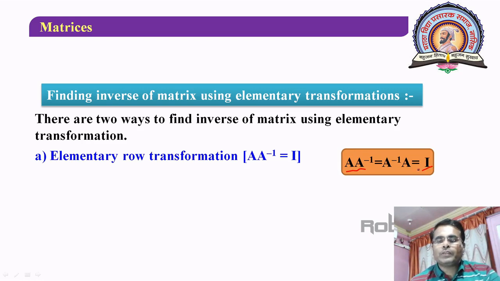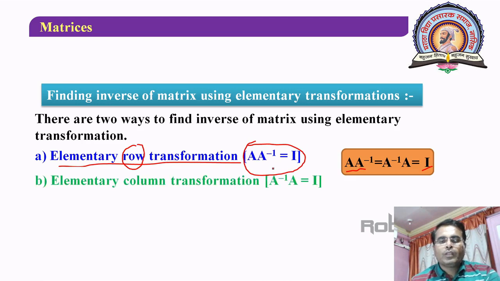If you consider this first part, that gives us the method of finding the inverse of a matrix using elementary row transformations. So whenever we expect to use row transformations, we have to use the equation A into A inverse is equal to I. What is the reason? That we are going to consider next. Similarly, if you consider elementary column transformations, then to find the inverse we have to use the second part, A inverse into A is equal to I, and that helps us to find the inverse of a matrix using column transformations.